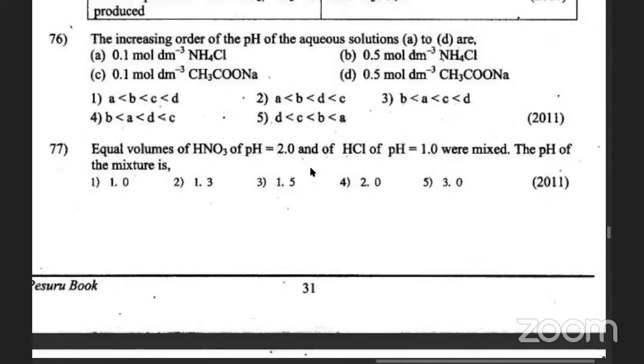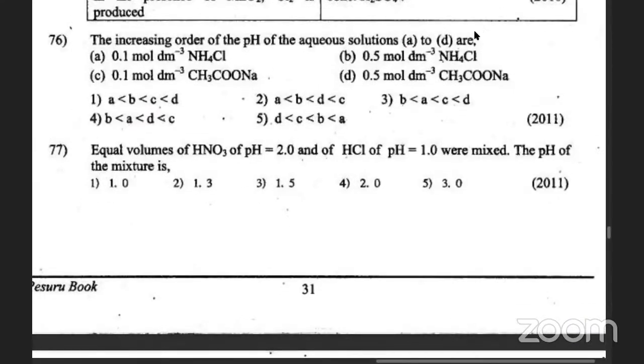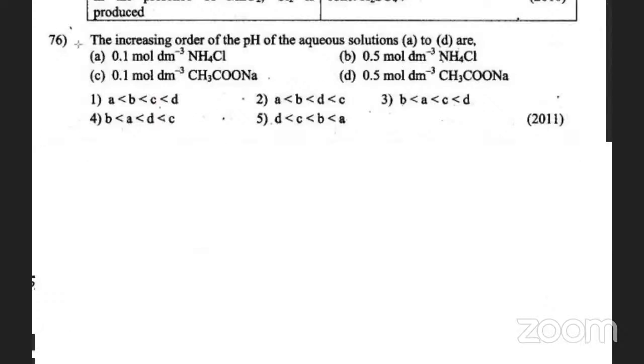The 76th one is a really cool question, people. Really good one. So let's quickly have a look at 76. It's from 2011 once again, and this is again a qualitative question. Qualitative in the sense that we are not going to put equations and all, but we need to understand what's going on here. We are supposed to arrange these solutions A, B, C, D according to the order of their pH.